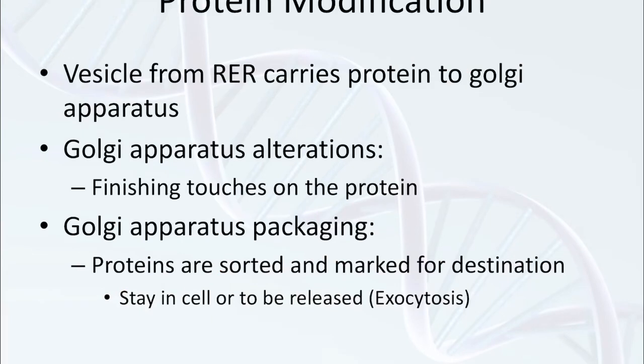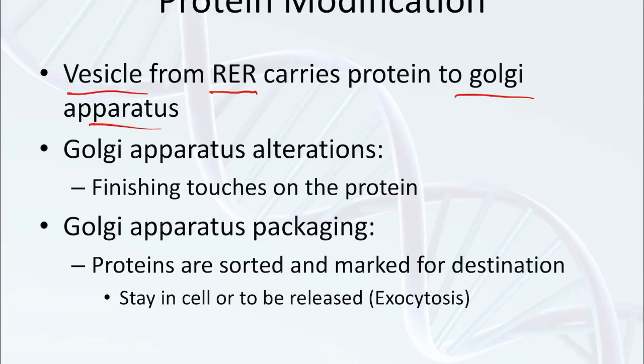That newly formed polypeptide is going to be wrapped in a vesicle, carried from the rough ER to the Golgi apparatus. The Golgi apparatus is going to put some finishing touches on the protein. Sometimes this means cutting some amino acids off. Sometimes this means adding a carbohydrate or other things, getting that protein just to how it needs to be. And then the Golgi apparatus will package the protein and sort it and mark it for its destination.